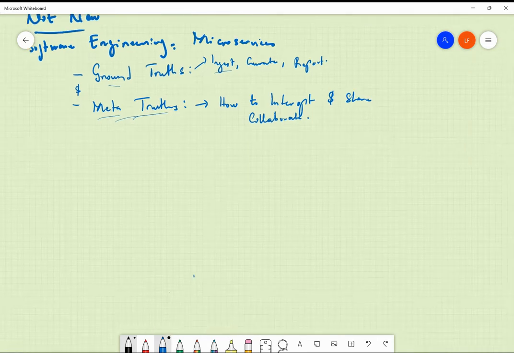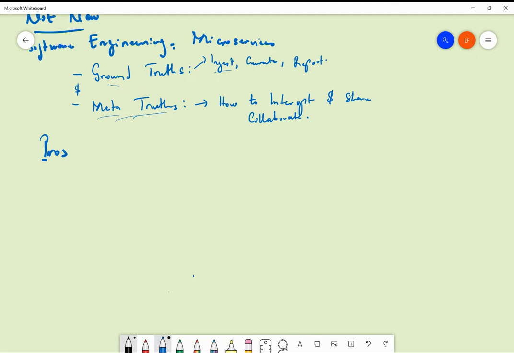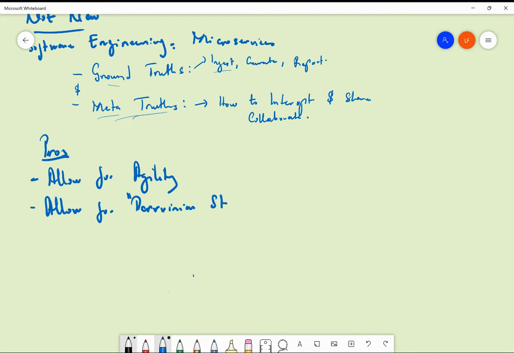Let's talk about pros. What are some of the pros with a data mesh? All right. As you can imagine, we saw some challenges with data fabric. And one of the big challenges was lack of agility. So as you can imagine, a data mesh is very agile, allows for agility. It allows for Darwinian style innovation. So lots of benefits here.